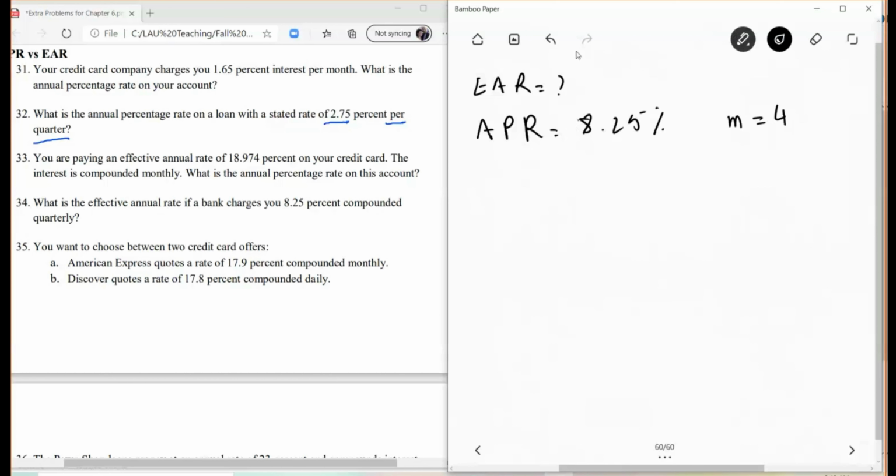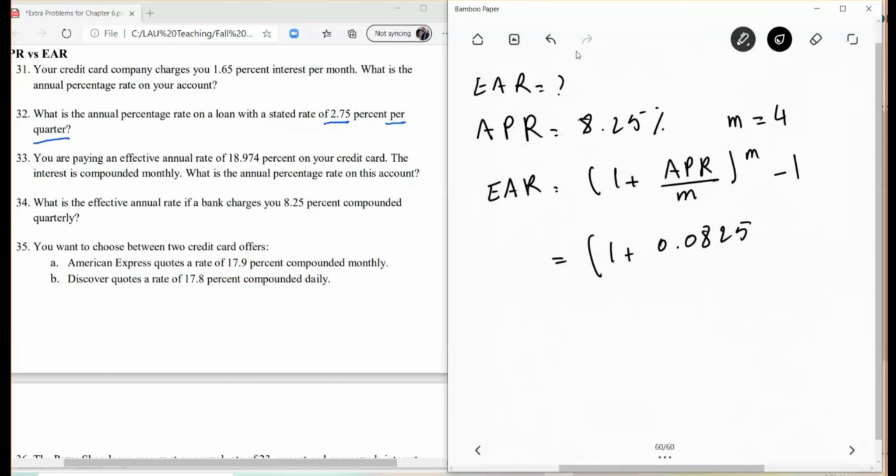So here I need to apply the formula of EAR as a function of APR. So EAR equals 1 plus APR divided by M, raised to the power M, minus 1. So this is 1 plus 0.0825 divided by 4, raised to the power 4, minus 1. And the answer in this case is 8.51%.